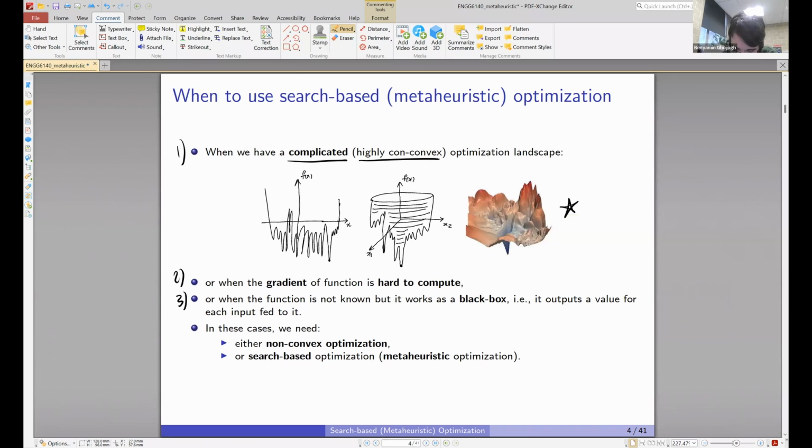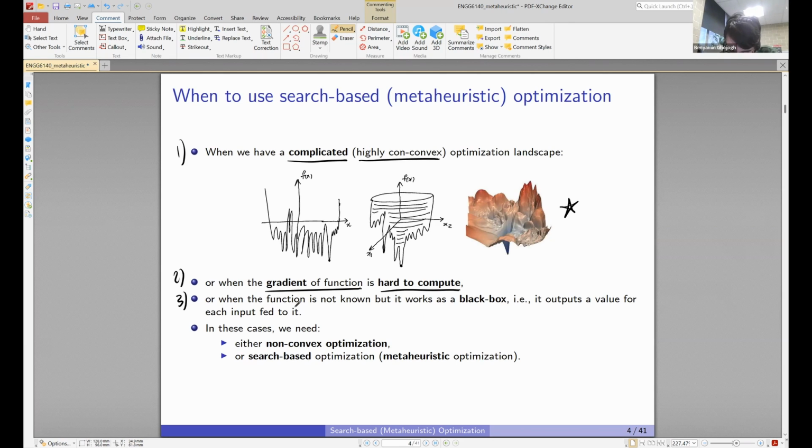The second case is when the gradient of the function is hard to compute. Sometimes it's very hard to calculate the gradient of the function. Do you remember in classic optimization, calculating the gradient is crucial, because in first order optimization, the gradient is required. In second order optimization, both gradient and Hessian are required.